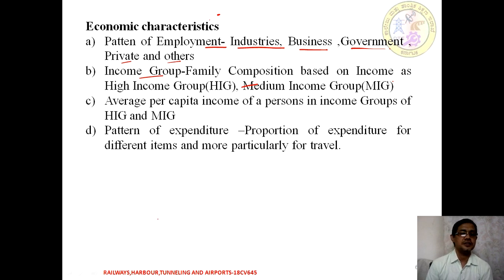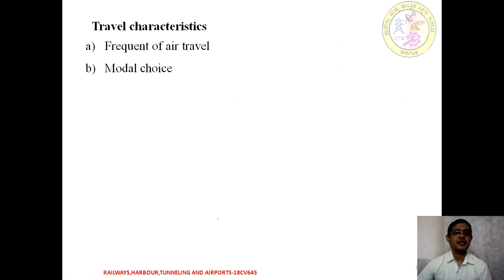Next is going to be the probable pattern of expenditure, or proportion of expenditure for the different types, for a particular type of travel. So these are the four economic characteristics used for the analysis. Moving on to the next type, it is called travel characteristic.